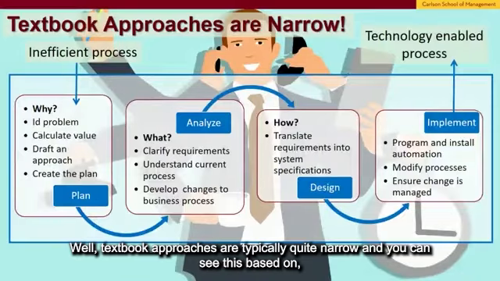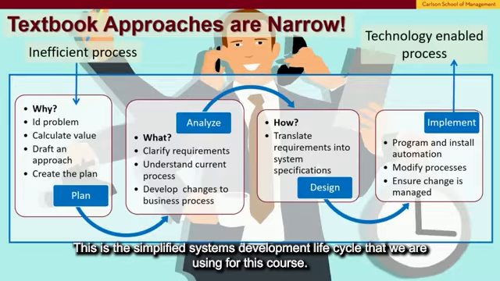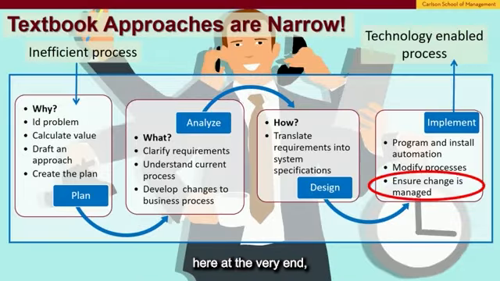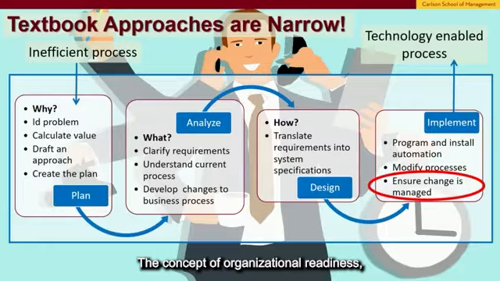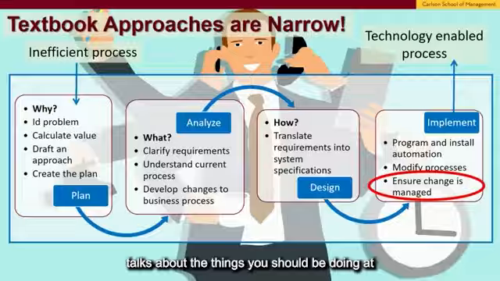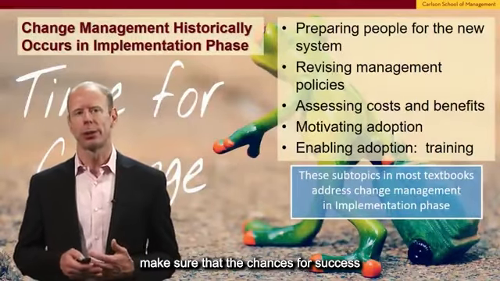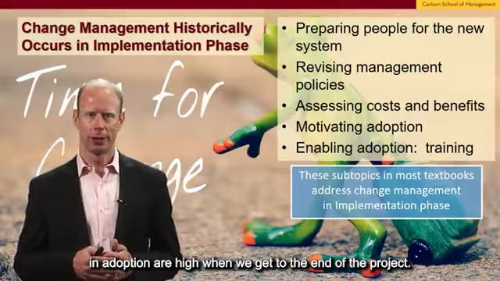Well, textbook approaches are typically quite narrow, and here's a great example. This is the simplified systems development lifecycle that we are using for this course. You'll notice that in amongst the phases here at the very end, we have ensure change is managed, as if it's some sort of afterthought. The concept of organizational readiness, on the other hand, talks about the things you should be doing at each phase in the systems development lifecycle in order to make sure that the chances for success in adoption are high when we get to the end of the project.